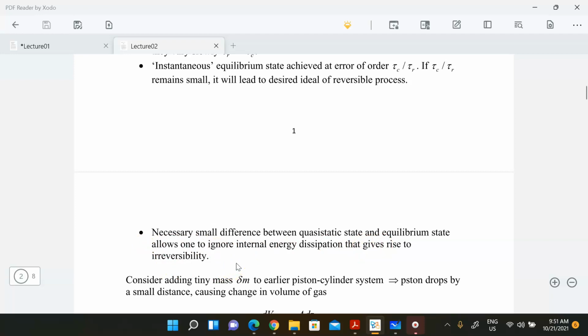So it's a bit philosophical in this particular case, but you have to be aware. The essential idea is you have to be aware of the two different time scales in the processes involved.